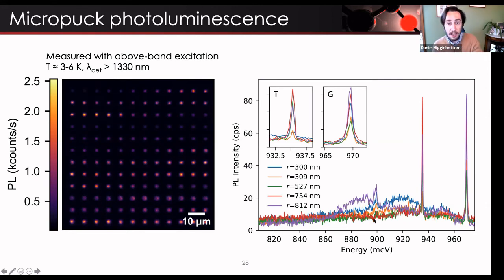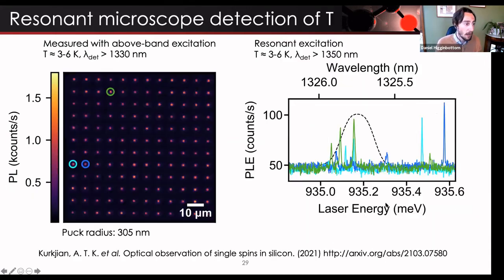Now for resonant excitation, what we're interested in doing is exciting T resonantly and collecting on the sideband. So we actually want a puck radius which doesn't necessarily enhance the T no phonon line, but does enhance the T sideband within the range of our detectors. So for that reason, we pick a radius of about 305 nanometers. And we have whole blocks of 305 nanometer radius pucks on this chip. And we can measure them with resonant excitation and see if we can observe any T centers.